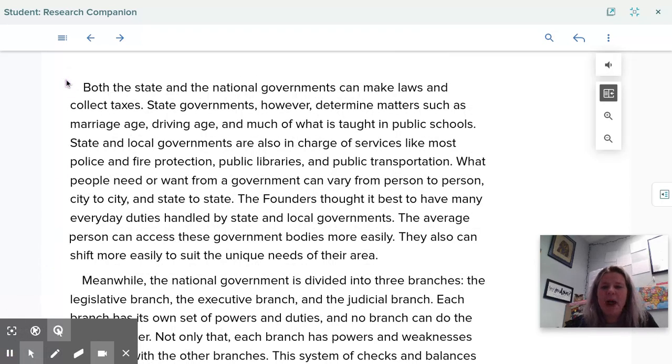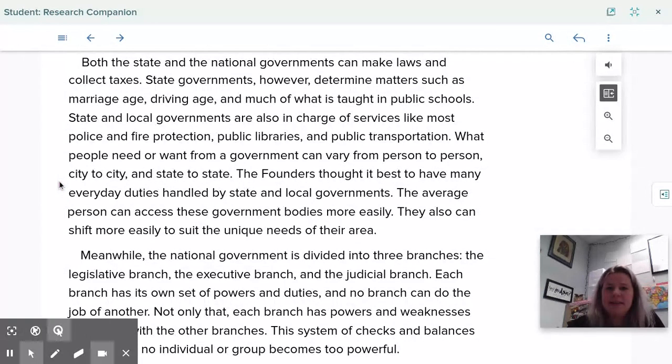So let's talk about some of those powers and how they're divided here. It says both the state and national governments can make laws and collect taxes. State governments, however, determine matters such as marriage age, driving age, and much of what is taught in public schools. State and local governments are also in charge of services like most police and fire protection, public libraries, and public transportation. What people need or want from a government can vary from person to person, city to city, and state to state. The founders thought it best to have many everyday duties handled by state and local governments.